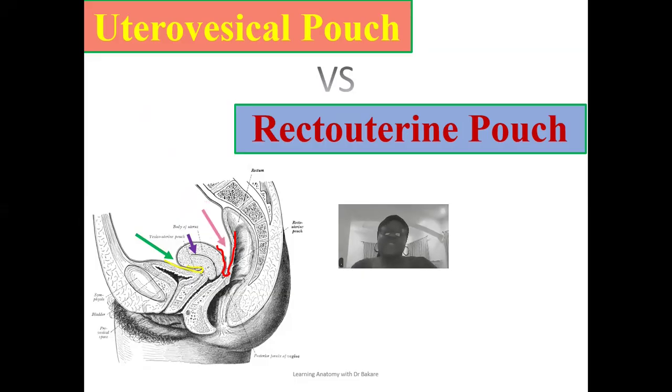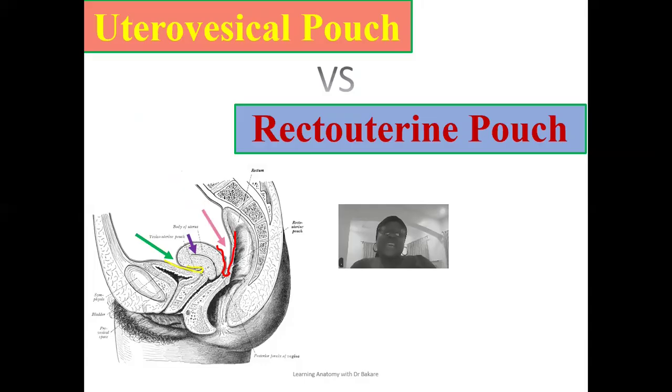Before we dive into the differences between these two pouches, let's try and establish the similarities that they exhibit. These two pouches are seen in females. If you break down the names of these two pouches, the uterovesical pouch and the rectouterine pouch, you see that they have uterine in them, which means that they are related to the uterus. And we know that in males, we do not have the uterus. So these two pouches are only seen in the female.